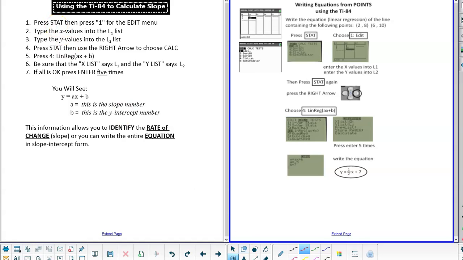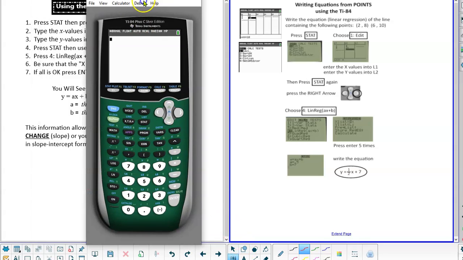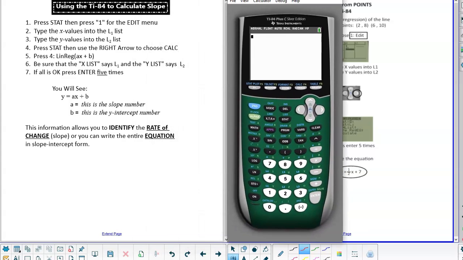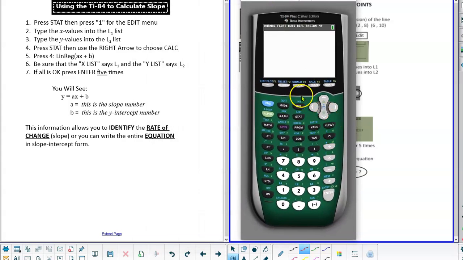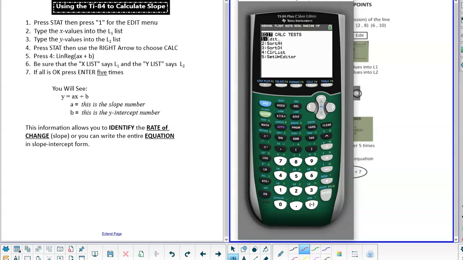Okay, so get your calculator out, and let's find that STAT button. Do you see it? Yep, it's right here on the same row as the green key. STAT. Now once you click it, you're going to see a menu pop up.